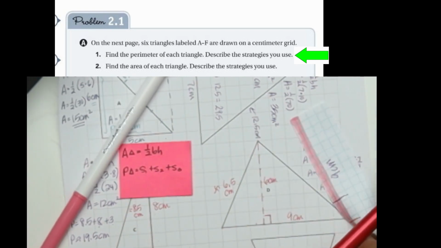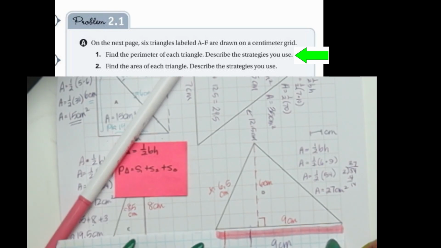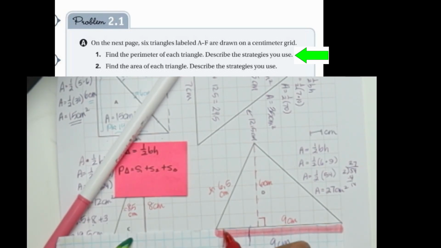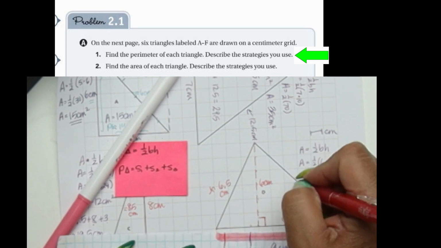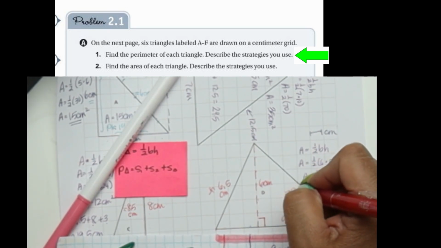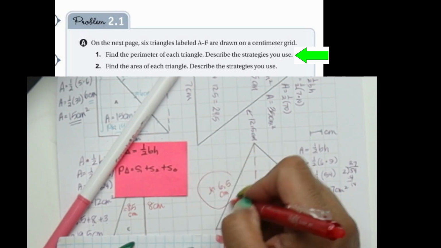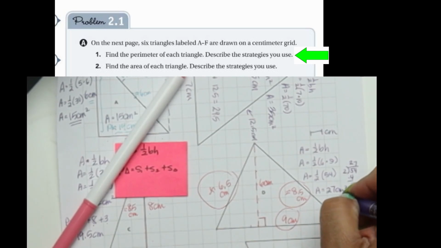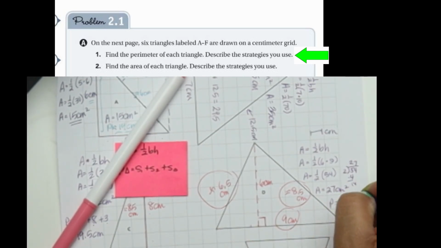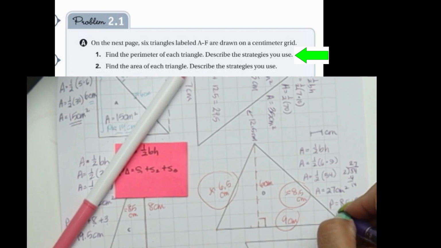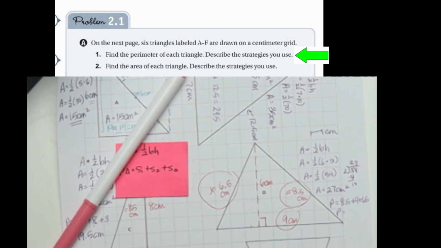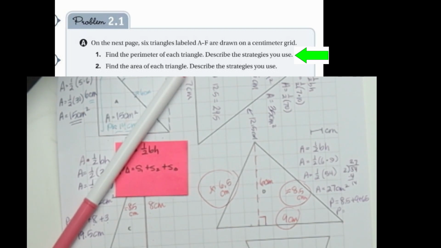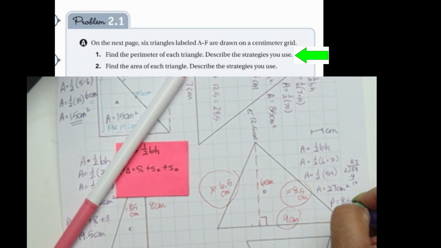So let me see if I can find out how many centimeters that is. So it's about 8.5 centimeters because it's just half the distance away from 9. So from here to here, it's 8.5 centimeters. So this is about 8.5 centimeters. So I would add this, this, and this to find my perimeter. Perimeter equals 8.5 plus 9 plus 6.5 equals, and I'm going to use my calculator. You guys can use your calculators too because we're just testing formulas. And it's about 24 centimeters.